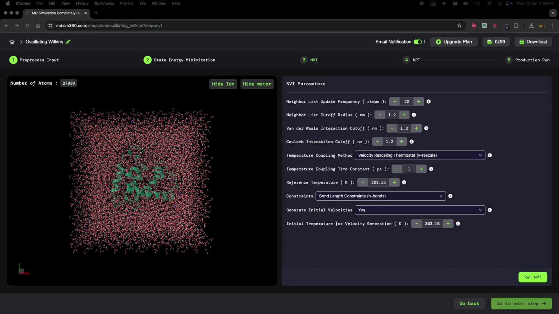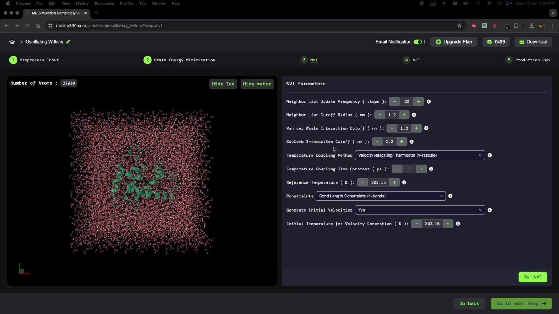First, the general parameters are quite similar to those in the energy minimization step. The first is the neighbor list update frequency. This parameter defines how often the neighbor list is updated. For example, Gromacs may update the neighbor list every 20 steps to keep track of which atoms are nearby.